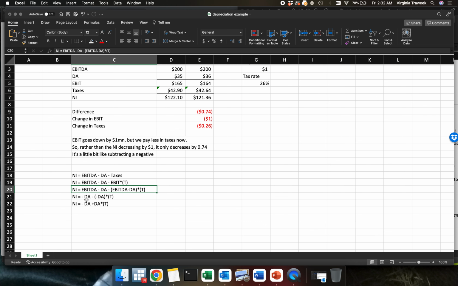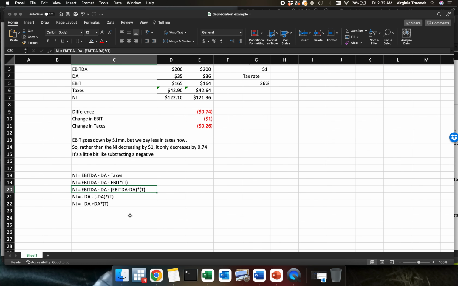So one way to solve for it would be to set EBITDA equal to 0 and then see what happens to net income given setting depreciation to 1. And here you can see that it's minus depreciation plus the tax rate times depreciation. That'll be your change in net income.